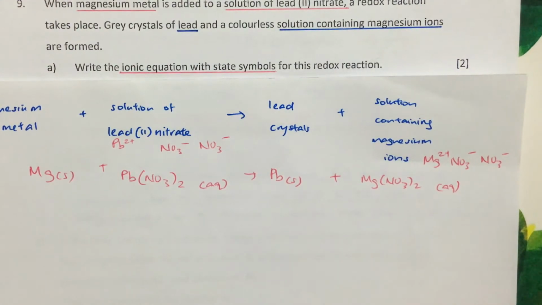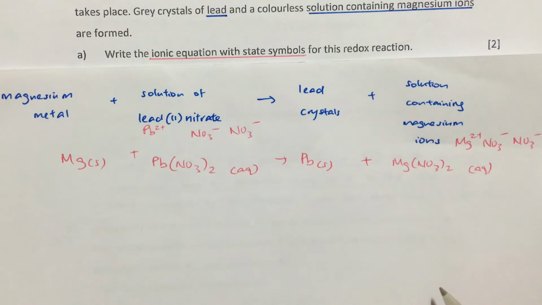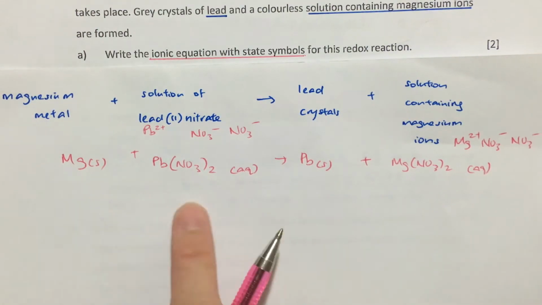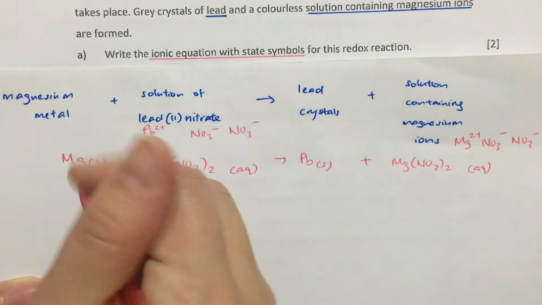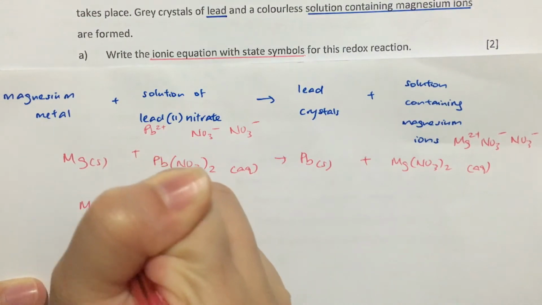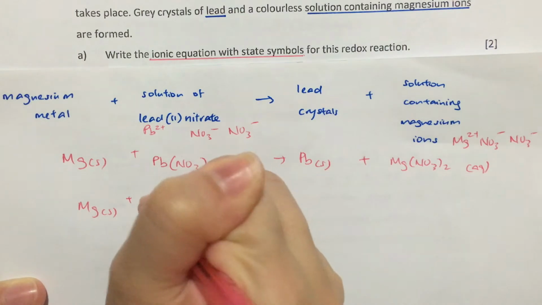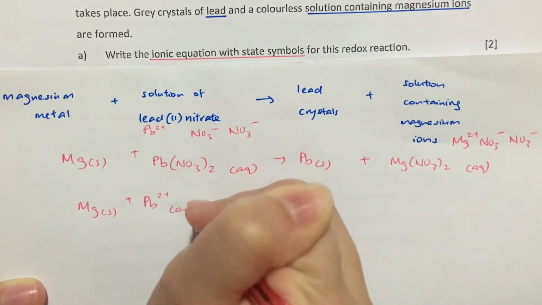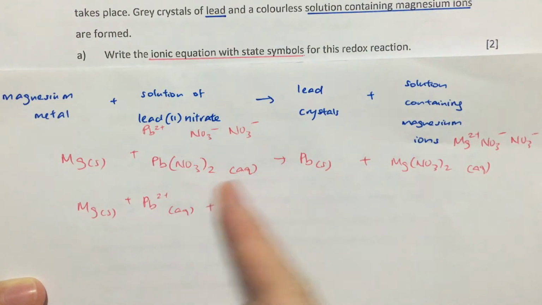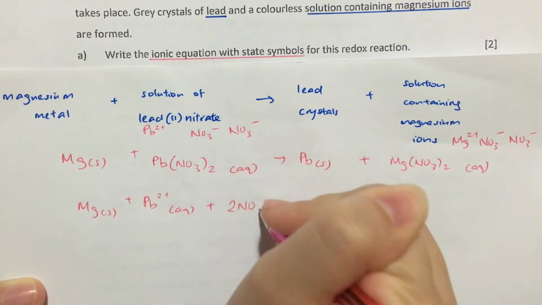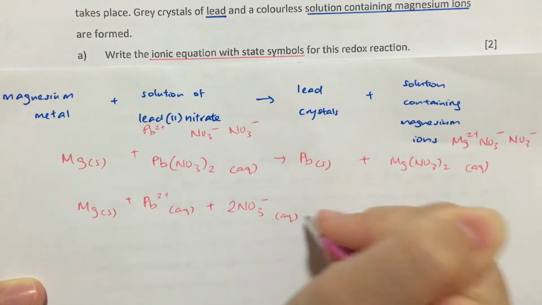For our ionic equation, everything that is aqueous, we have to split up. So we have our magnesium solid that remains the same. Our lead will be Pb2+ in aqueous state. Our nitrate, because there's 2 of it, we put it in front, 2NO3- in aqueous state.